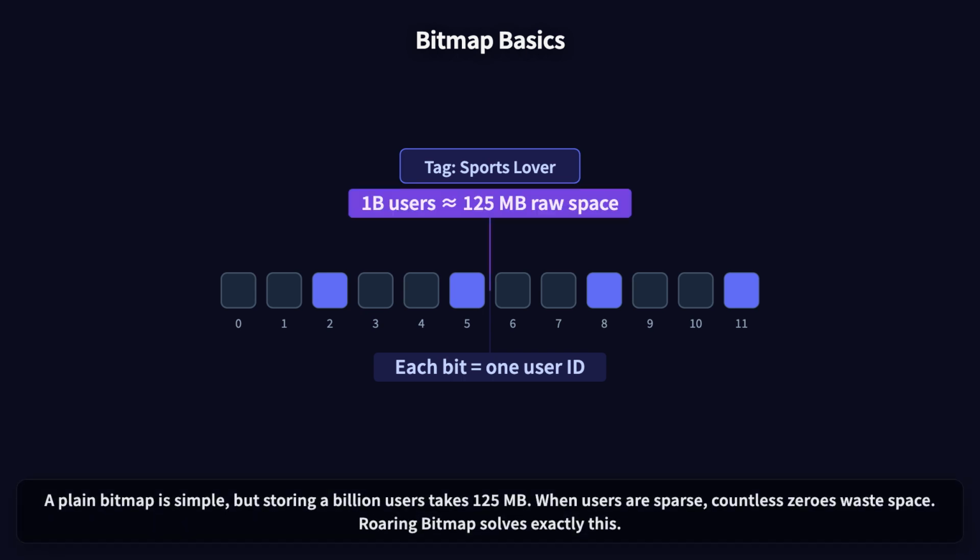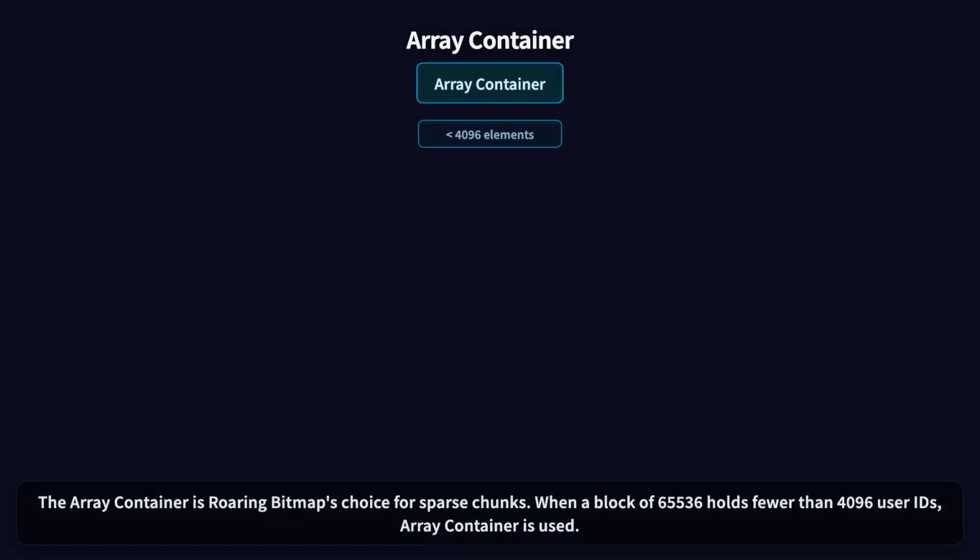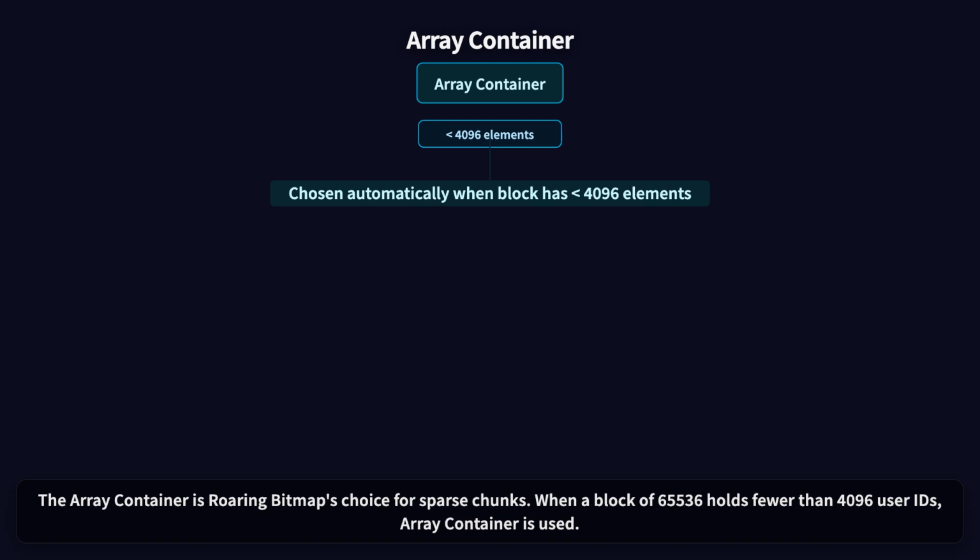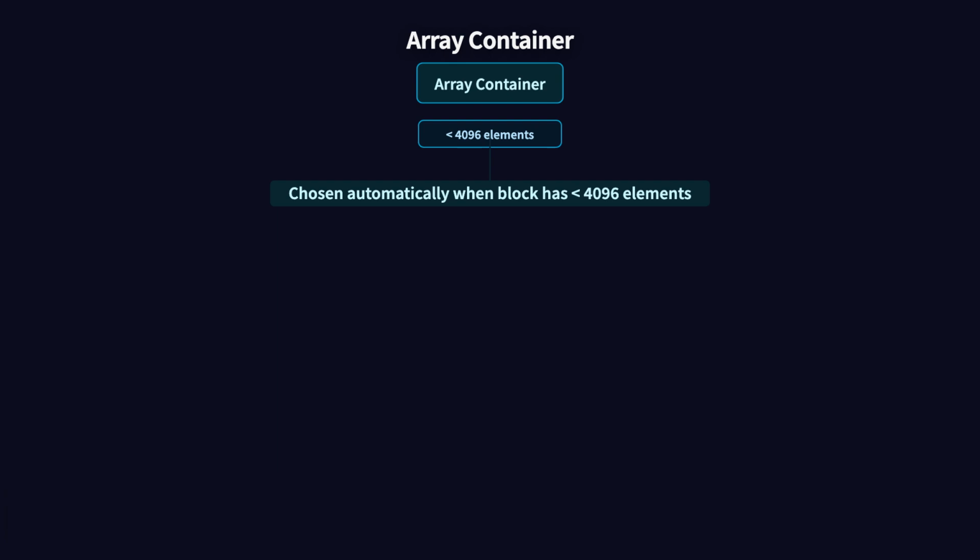A plain bitmap is simple, but storing 1 billion users takes 125 megabytes. When users are sparse, countless zeros waste space. Roaring Bitmap solves exactly this. The array container is Roaring Bitmap's choice for sparse chunks. When a block of 65536 holds fewer than 4096 user IDs, array container is used.